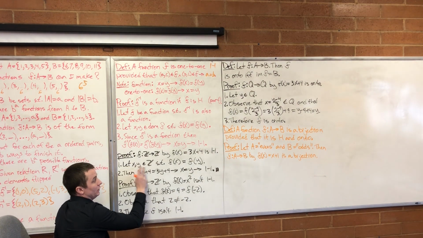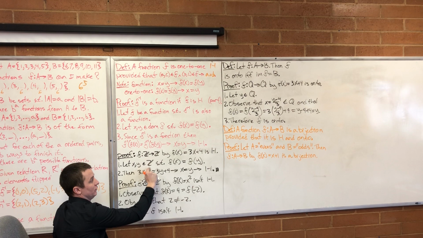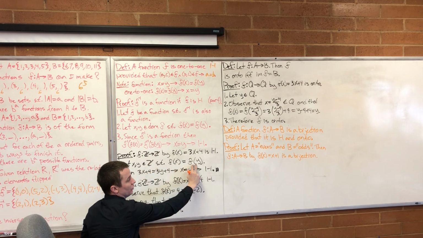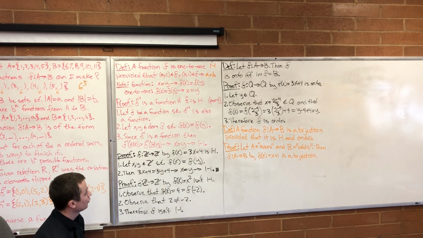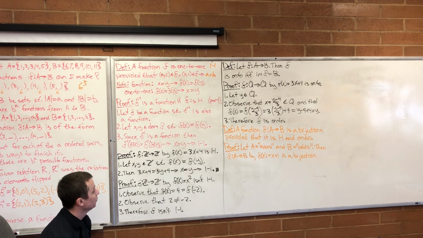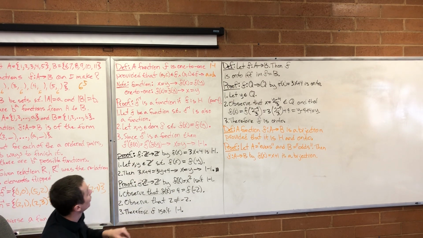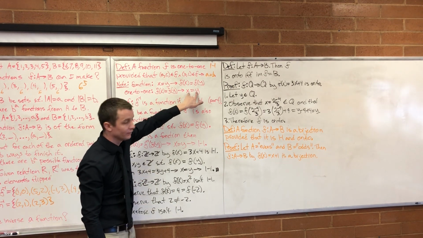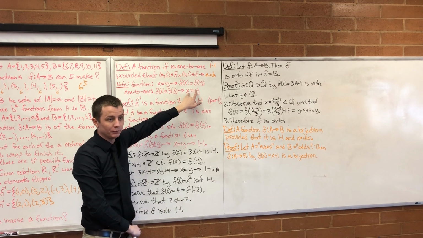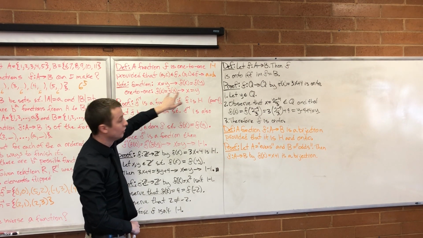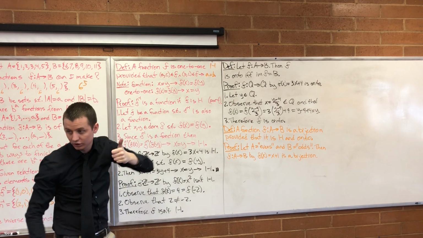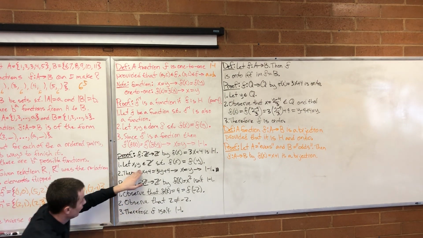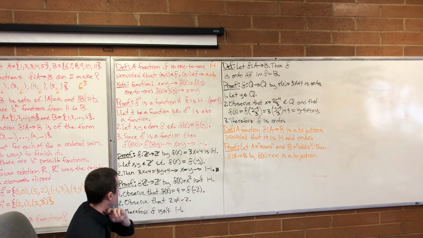Let x and y be two elements in the domain Z such that their images are equal. We need to show that their images being equal implies that x and y are equal. We need to show this being true implies this is true. That's how you should prove an implication. Assume the antecedent, show that implies the conclusion, you're good. So, let x and y be in Z such that f of x is equal to f of y.